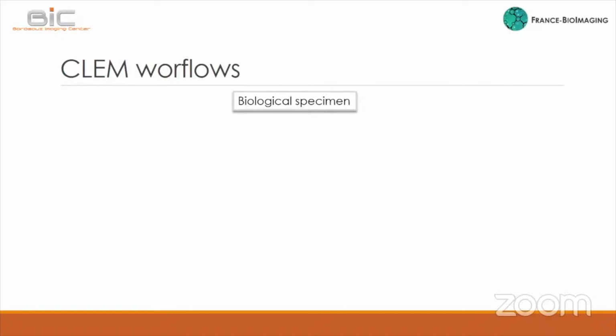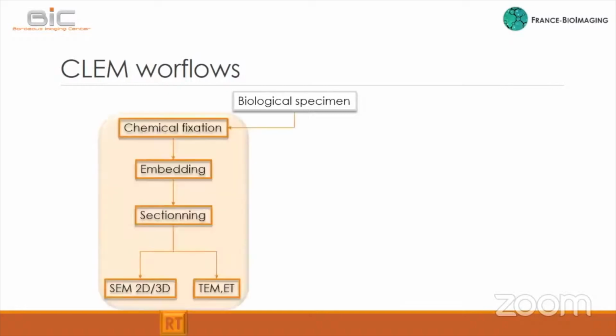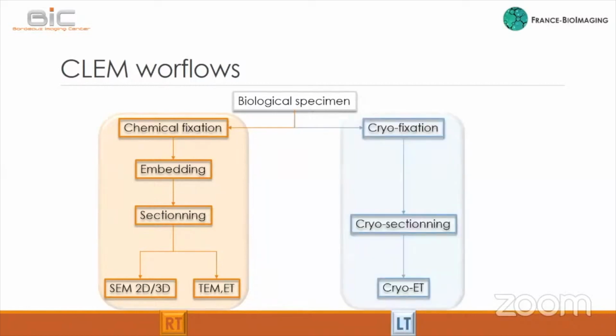So the CLEM workflows can be divided into categories depending on the sample preparation for electron microscopy. There are the methods at room temperature, where the biological specimen is fixed by chemical fixation, and then the classical sample preparation for electron microscopy. And then we can also cryofixate the sample, which can be observed directly in cryo-electron tomography. Depending on the size, it may also need some cryosectioning. Of course, we can go with these protocols from cryofixation to sectioning after freeze substitution and embedding in different resins. That is very practical for CLEM, as you will see.